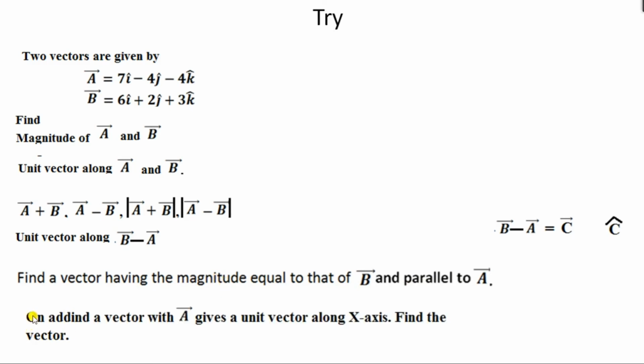The last question: on adding a vector to this vector gives a unit vector along the x-axis, find the vector. So we are adding one vector to this vector and as a result we are getting the unit vector along x, that is i. So we can write this as A plus C, suppose the required vector is C, then the resultant will be i, that is the unit vector along x. If you solve this you can find the vector C easily.